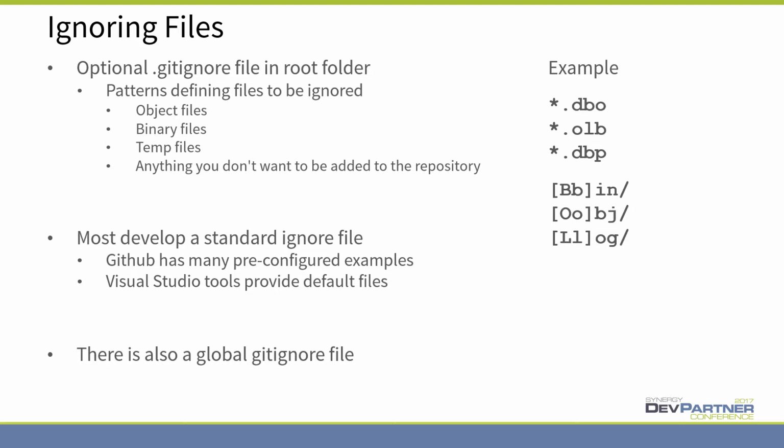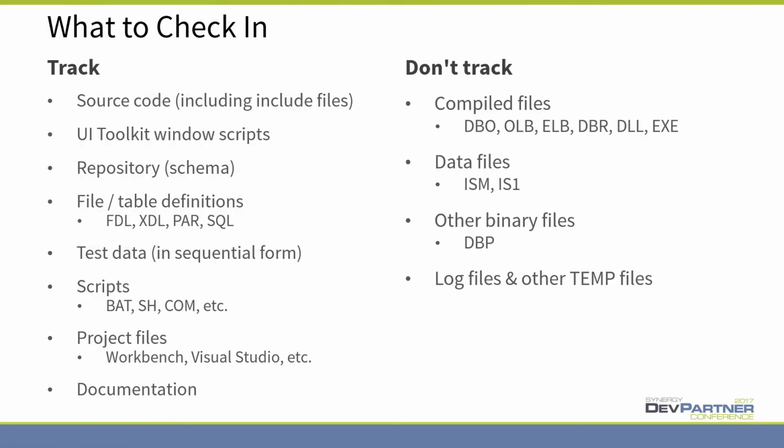There is also a global gitignore file as well. So you can, at the system level, specify an ignore pattern of things that apply to all repositories on your environment. And that's a good question. It brings up a good question of what should you be checking in, not just to Git, but to any version control system. In my opinion, I want to be checking in anything that is source code.